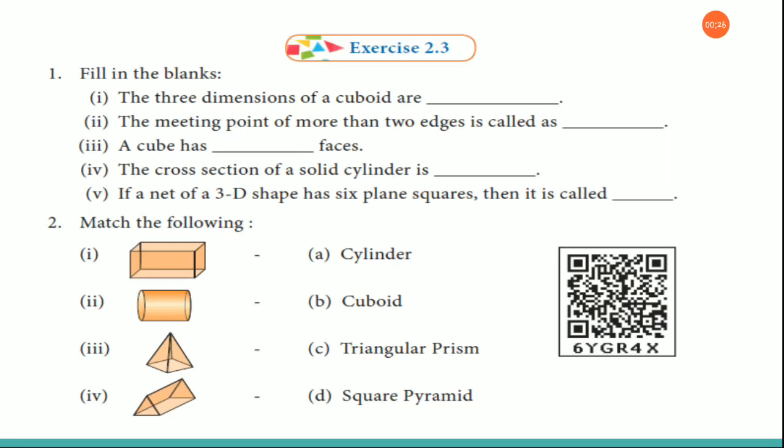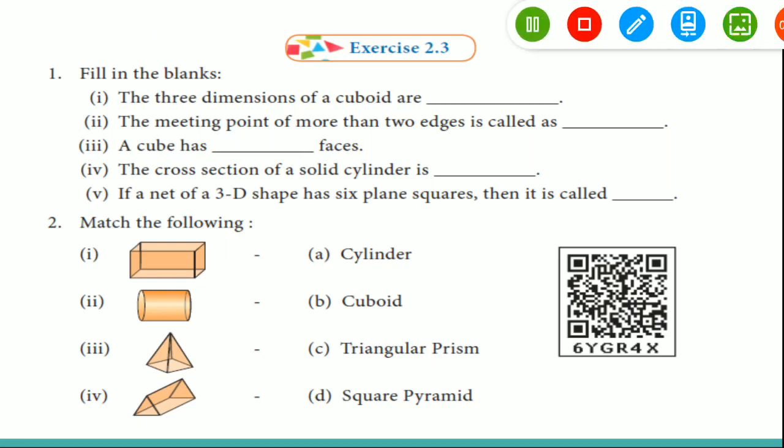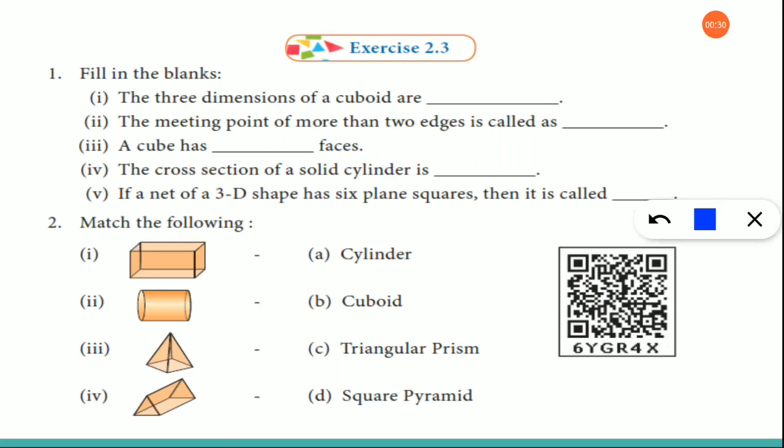First one, the 3 dimensions of a cuboid are. What are the 3 dimensions? I told you 3-dimensional shape means 3D, that is length, breadth and height. Okay. Next, the meeting point of 2 or more edges. This point is called a vertex. Good. Next, a cube has dash faces. Just now we discussed it has 6 faces.